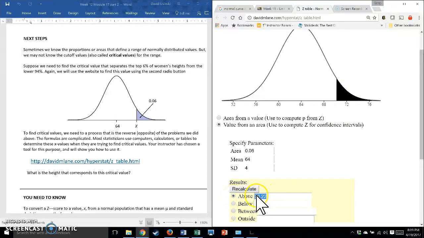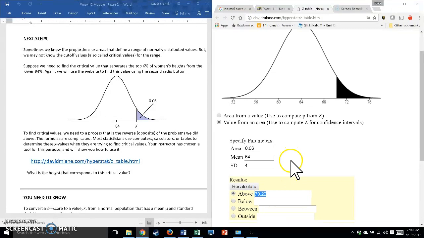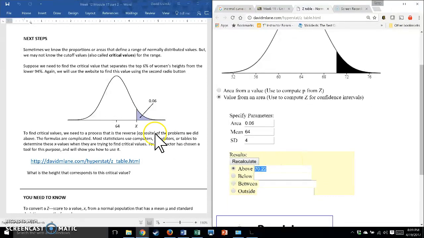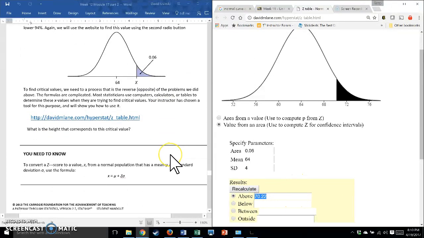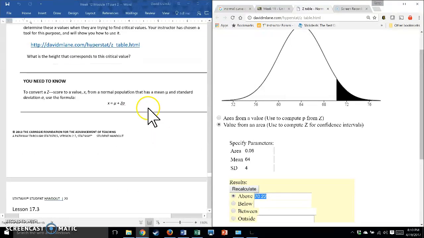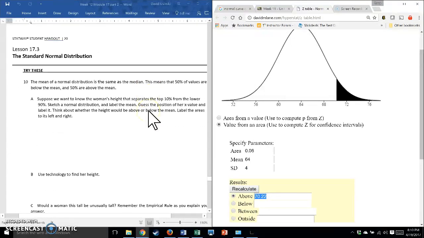Here is the answer. So women that are 70 inches tall, 70.22 inches tall, will meet the requirement that it separates the top 6% of women. So women have to be 5'10" or taller to be in the top 6%. Alright, so let's go back and try some others here.